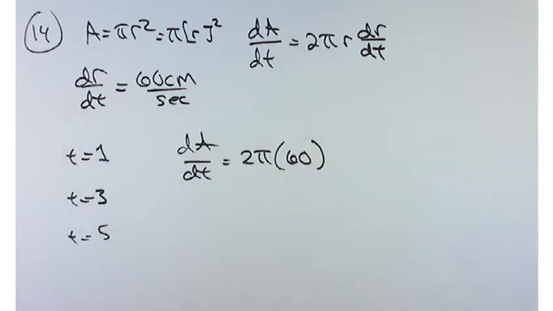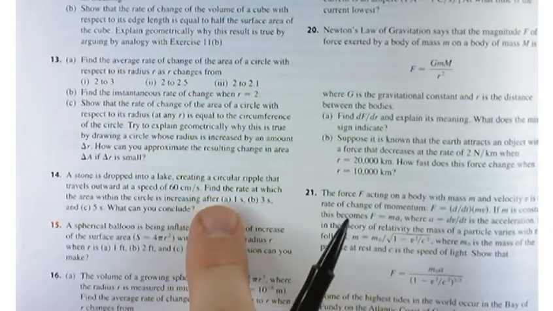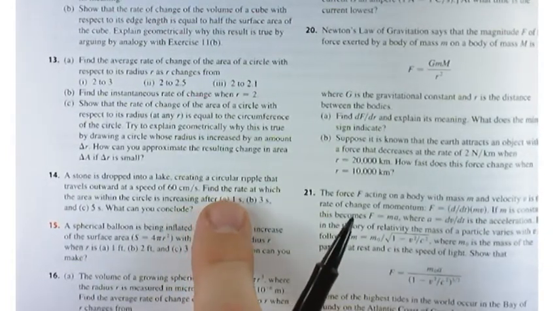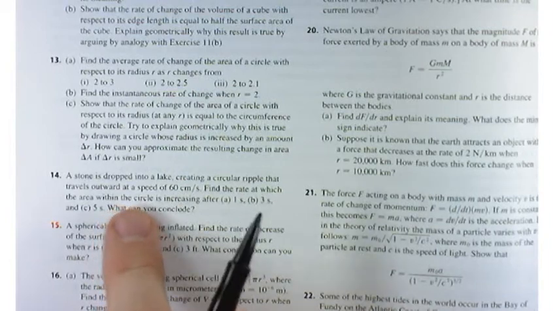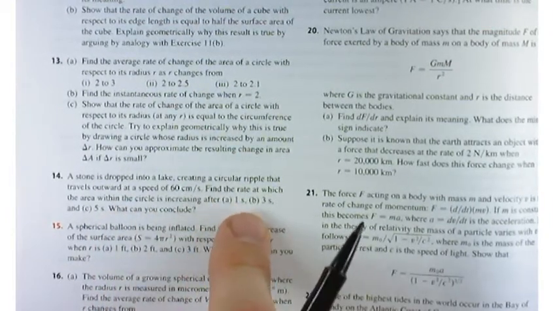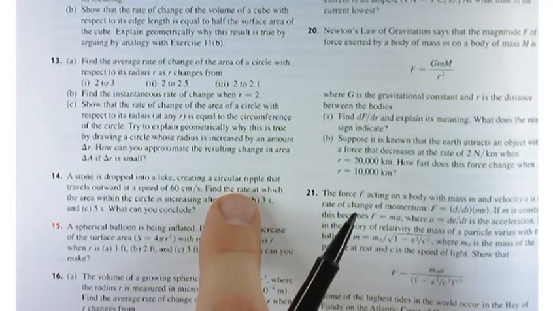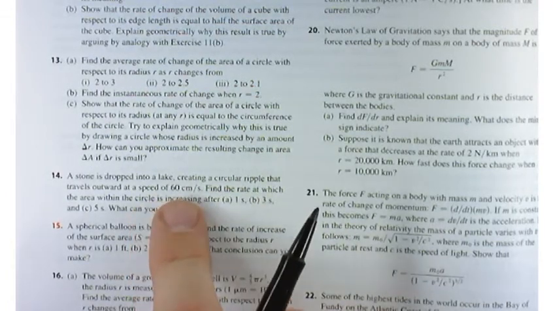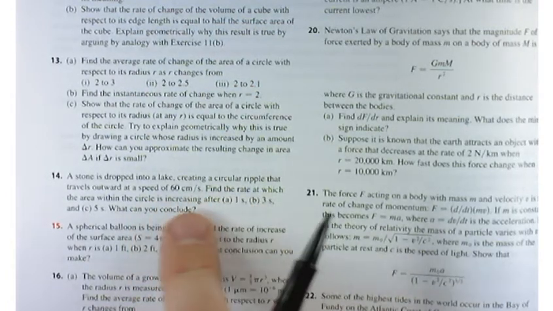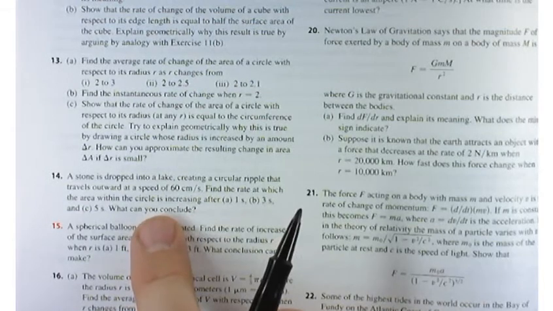Let me just look, because part of this feels like stuff that's a little bit ahead of where we're at. Let's see. Yeah, pull it up on Slater. Find the rate at which the area is changing after 1 second. Circle channels outward. 30. What can you conclude?